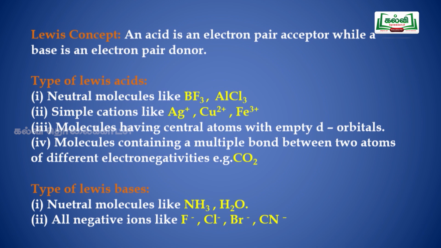Cations mean electron deficient, we know very well. So, they tend to accept. The next one, molecules having central atoms with empty d orbitals. Empty d orbitals, what will they do? They will tend to accept electrons and form bonds. So, they also fall into this category, Lewis acids.